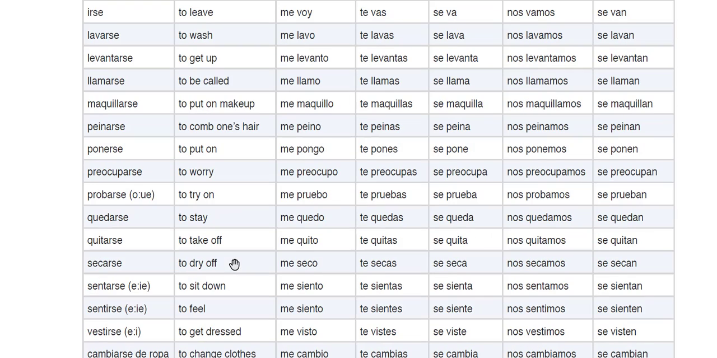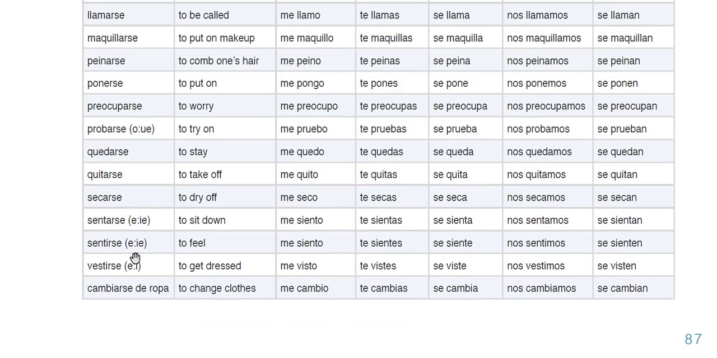Quedarse is to stay. Maybe I'm not going on vacation. Me quedo en casa. I'm staying at home. Quitarse is to take off. Me quito los zapatos. So when I get home, me quito los zapatos. Secarse is to dry off. Me seco. Sentarse is to sit down. Me siento.